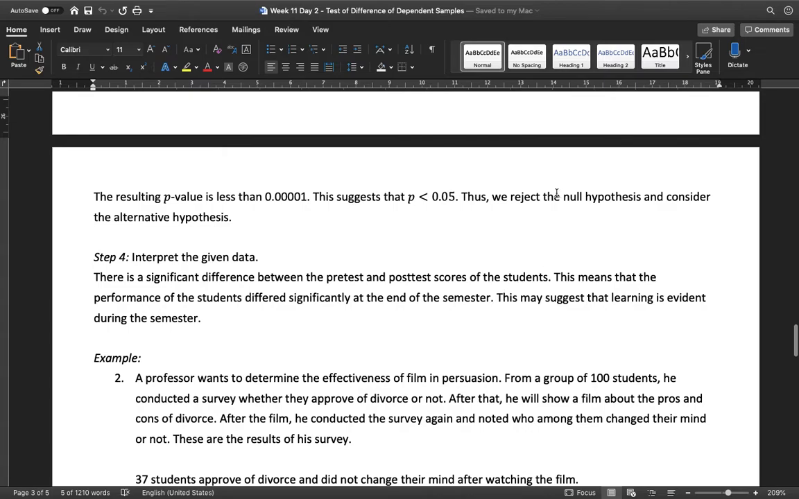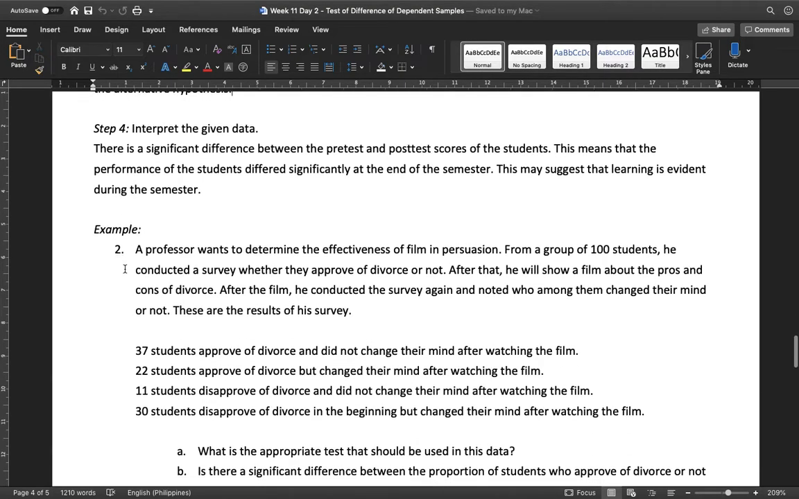So, we reject the null hypothesis and consider alternative hypothesis. So, ibig sabihin po nun, there is a significant difference between the pre-test and post-test scores of the students. This means that the performance of the students differed significantly at the end of the semester. This may suggest that learning is evident. Kasi magkaiba na yung pre-test sa post-test nila, di ba? So, evident na natuto yung mga students during that semester.